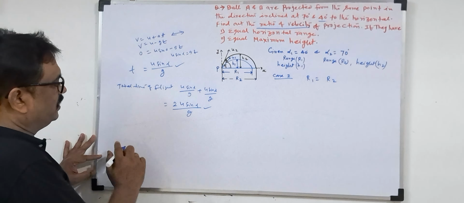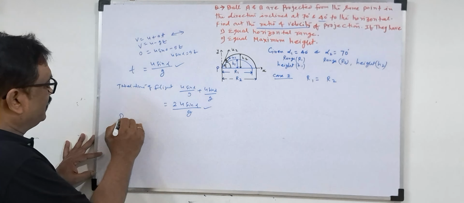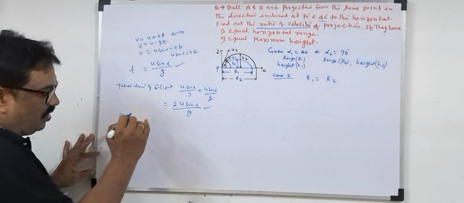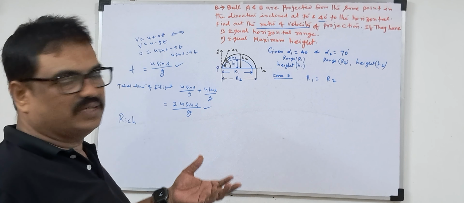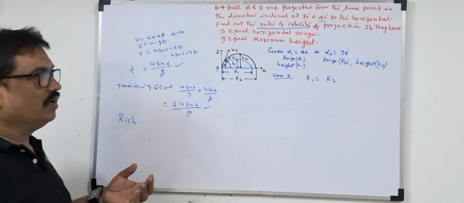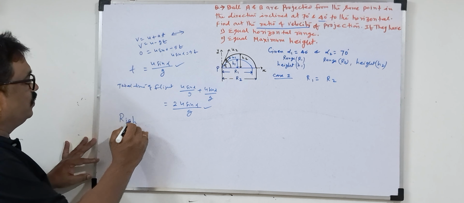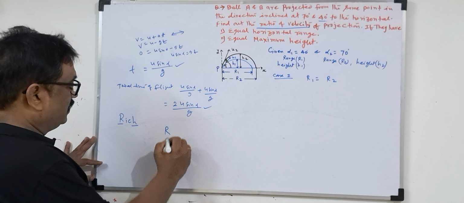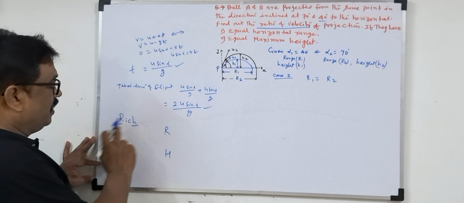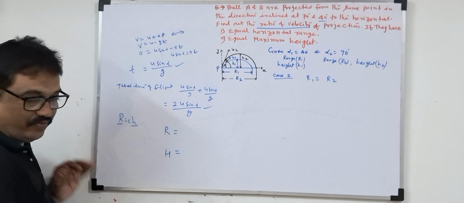Now once you remember this, remember one word: reach. You can always remember reach, because we always want to reach something. Why I am asking you to remember it: R is range, H is height. This way we can remember the range and height formulas.